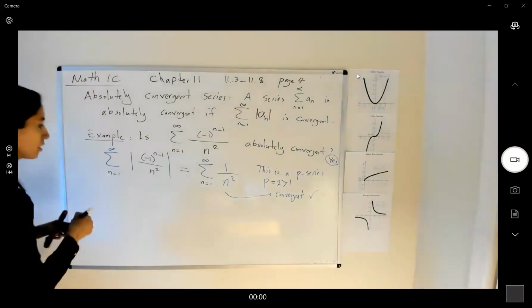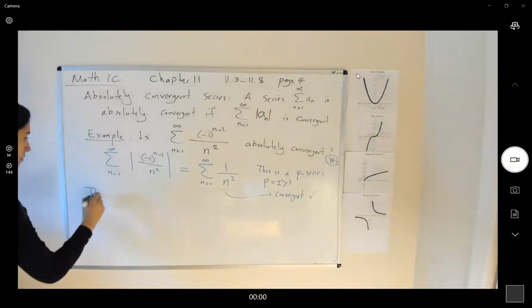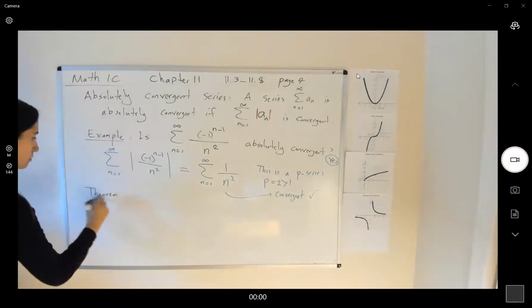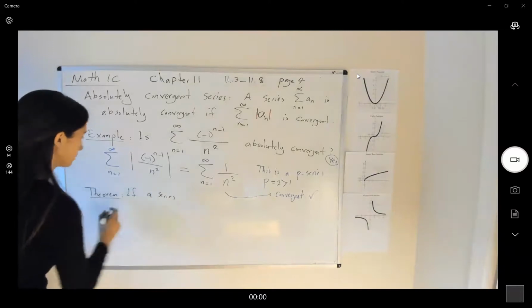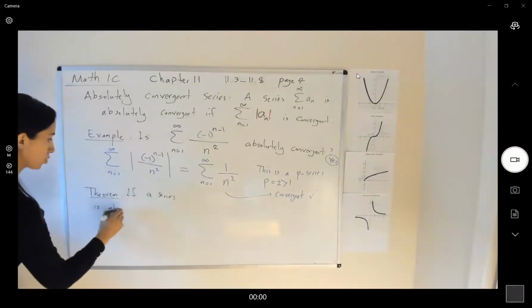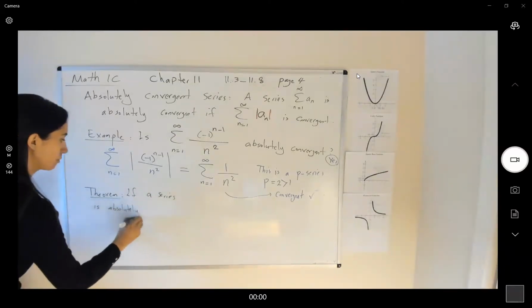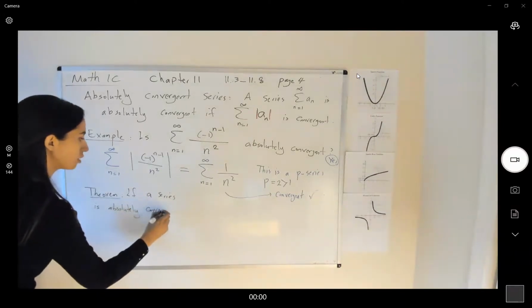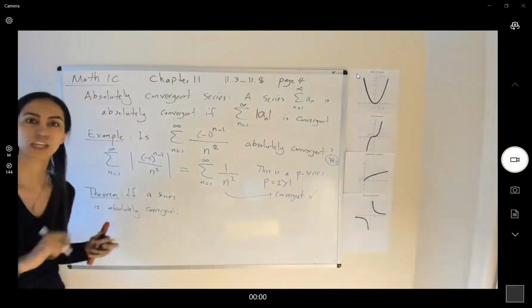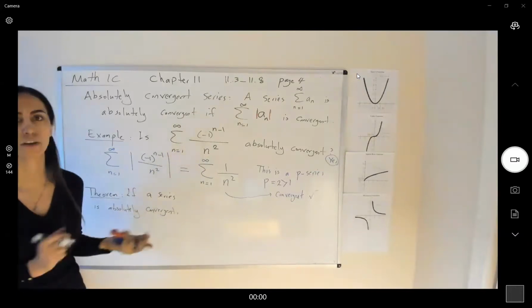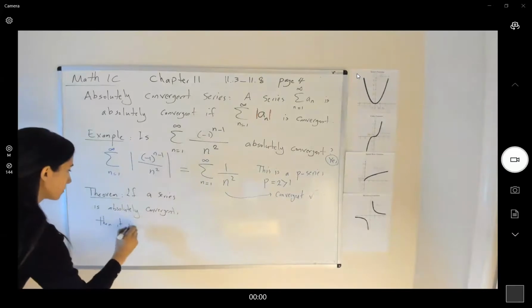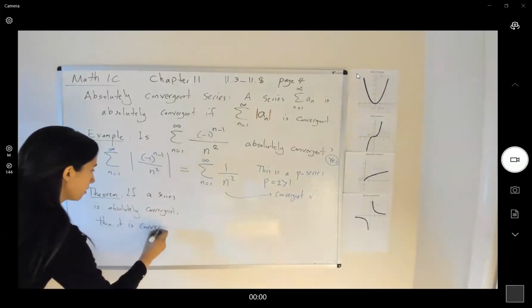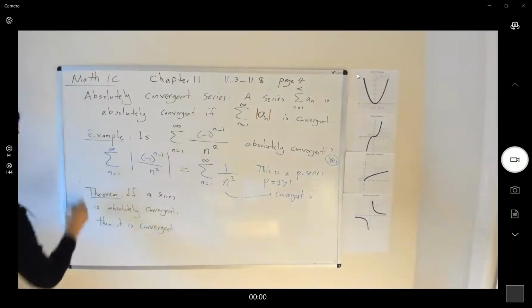So we have it here. If a series is absolutely convergent, then you can conclude that the series is convergent itself. Then it is convergent.